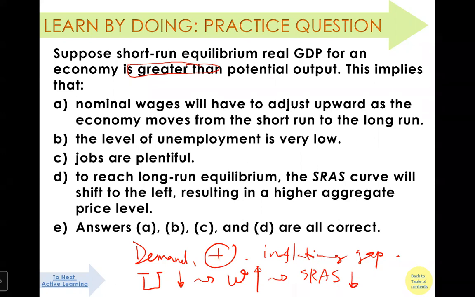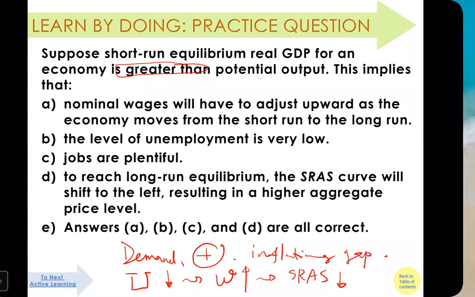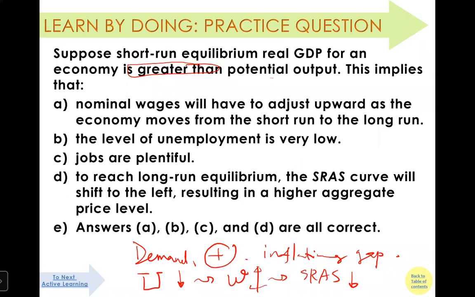Right? So now let's go through this one by one. A, nominal wage has to adjust upward. This refers to this part, right? So this is correct.